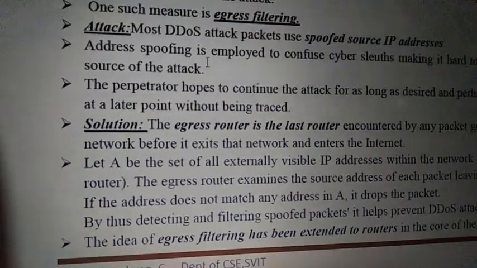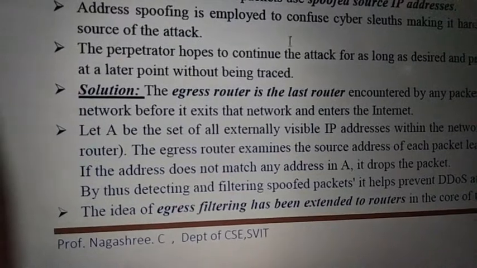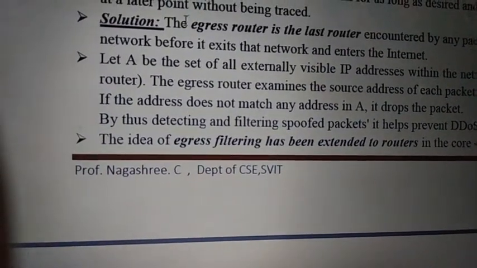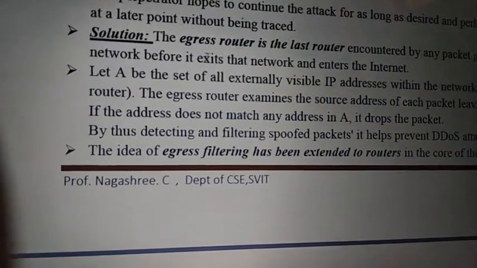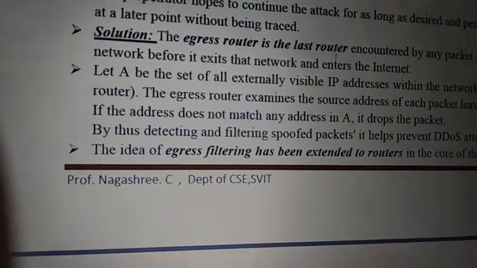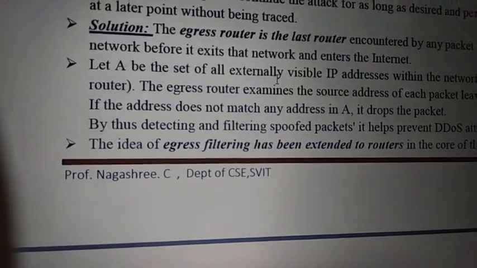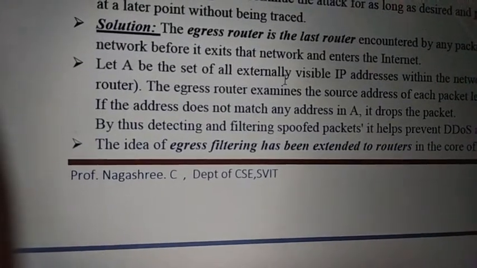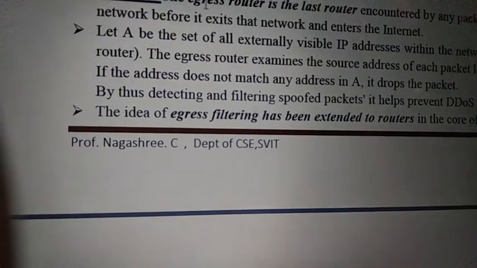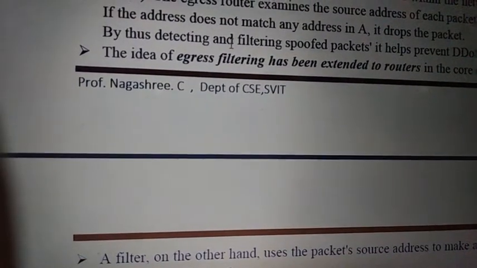Address spoofing is employed to confuse cyber sleuths, meaning it is to confuse whether the packets are from a genuine source or from spoofed sources, right? So the egress router is the last router encountered in a network, where packets go from the network to the outside, entering the internet. That last router is called the egress router, which is the key point in egress filtering.